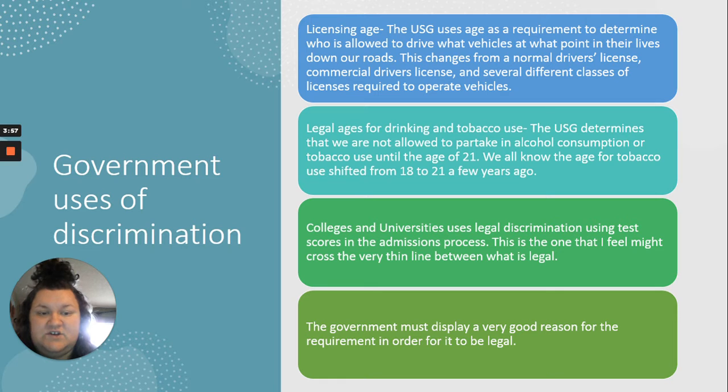Colleges and universities also use legal discrimination using test scores in their admissions process. This is the one that I feel might cross the very thin line between what is legal or would be considered illegal or even not ethical in the discrimination. The government must display a very good reason for the requirement in order for it to be legal discrimination.